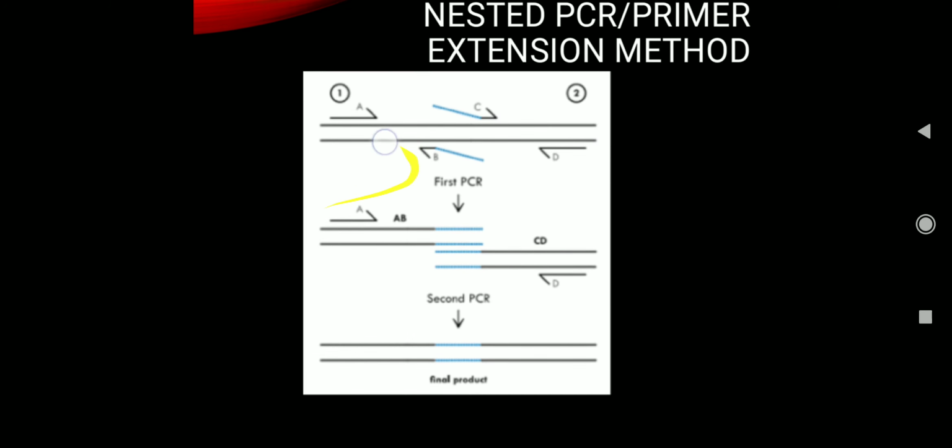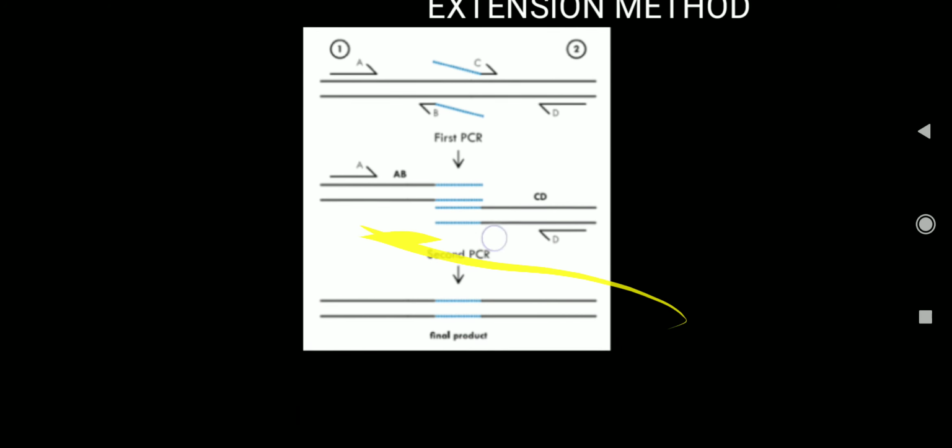So in the first reaction, we take the target DNA and we will allow the target DNA to get amplified by using A and B primers. Remember, in the first reaction we use only A and B primers. By using A and B primers, we will allow the amplification to occur. That is the first reaction. In the second reaction, we use C and D primers for the amplification.